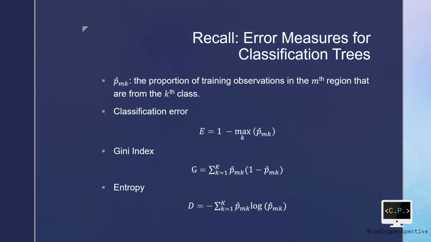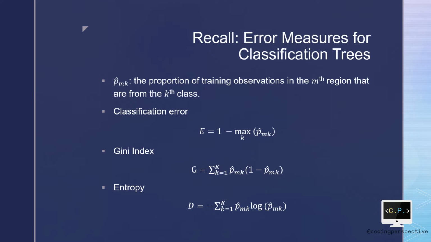As you remember, growing a classification tree is very similar to a regression tree. However, the difference is that classification trees are used for predicting a qualitative response rather than a quantitative one. The way to grow a classification tree is the same. We will split the whole space into regions, and we do this recursively.